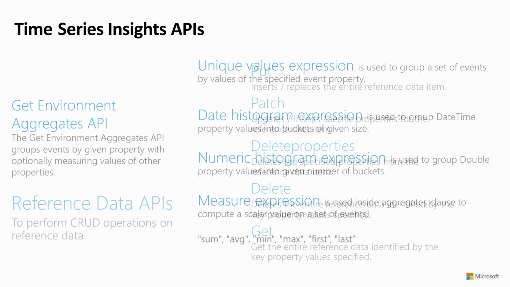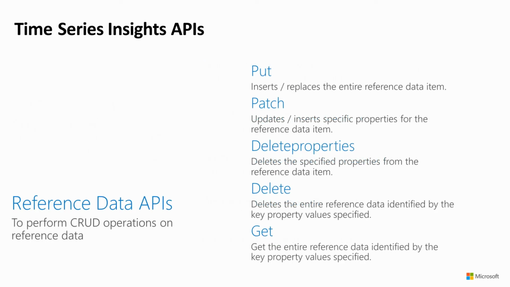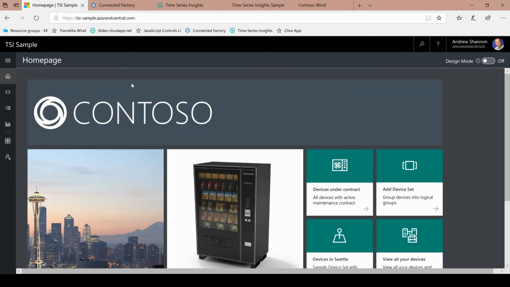So this is a little bit of a flavor of what we expose with these APIs and what our users use quite frequently. Now, finally, we have reference data APIs, and we expose put, patch, delete properties to delete specified properties from the reference data item, delete of the overall reference data set, and finally get to identify the key property values specified within a particular reference data set. Now, using these APIs, I can build really powerful applications on top of them.